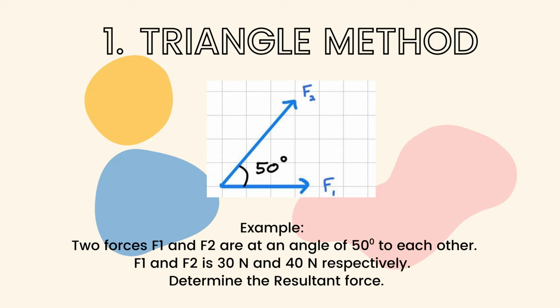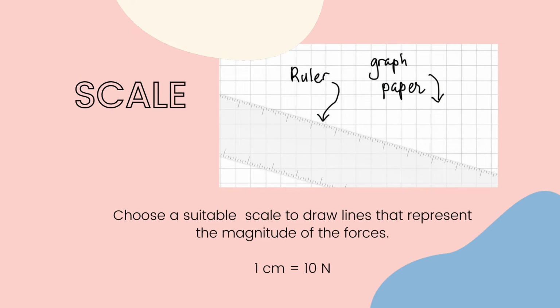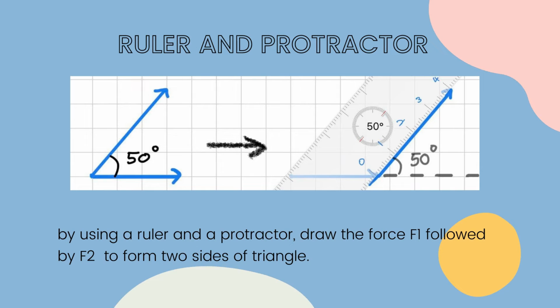Determine the resultant force. The first step is scale. Choose a suitable scale to draw lines that represent the magnitude of the forces. For example, 1 centimeter equals 10 Newton. Number 2, ruler and protractor. By using a ruler and a protractor, draw the force F1 followed by F2 to form two sides of a triangle.